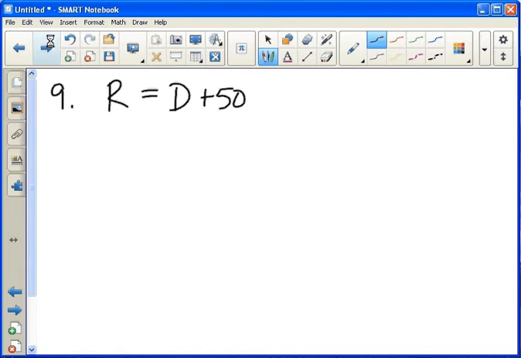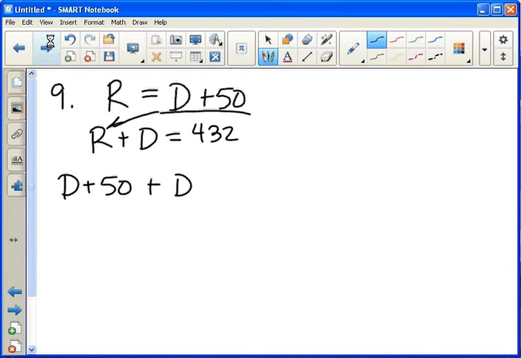So R plus D is going to equal 432. How many representatives are Republican? I'm going to take the fact that this is already solved for R, R equals D plus 50, and plug that in for R. So I get D plus 50, plus D. Again, the part in parentheses is what I replaced R with, and that's going to be equal to 432. D plus D is 2D plus 50 equals 432.